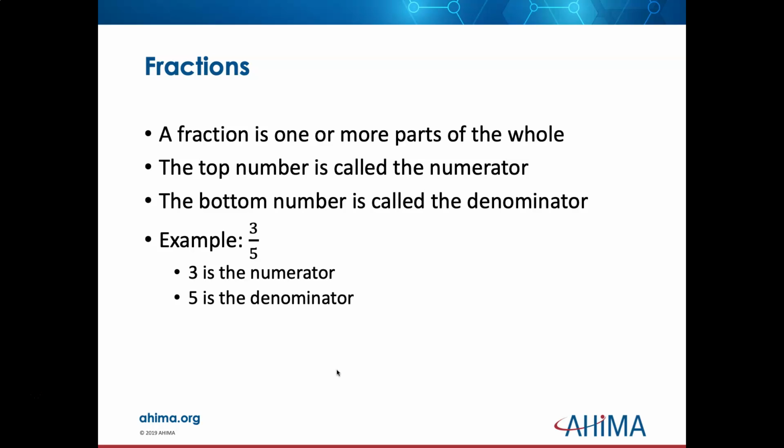And this is on page 11. It starts on page 11 in your textbook if you want to follow along. A fraction is one or more parts of the whole. The top number is called the numerator. The bottom number is the denominator. The example they give us here is 3/5. 3 is the numerator, 5 is the denominator, and you pronounce it 3/5.